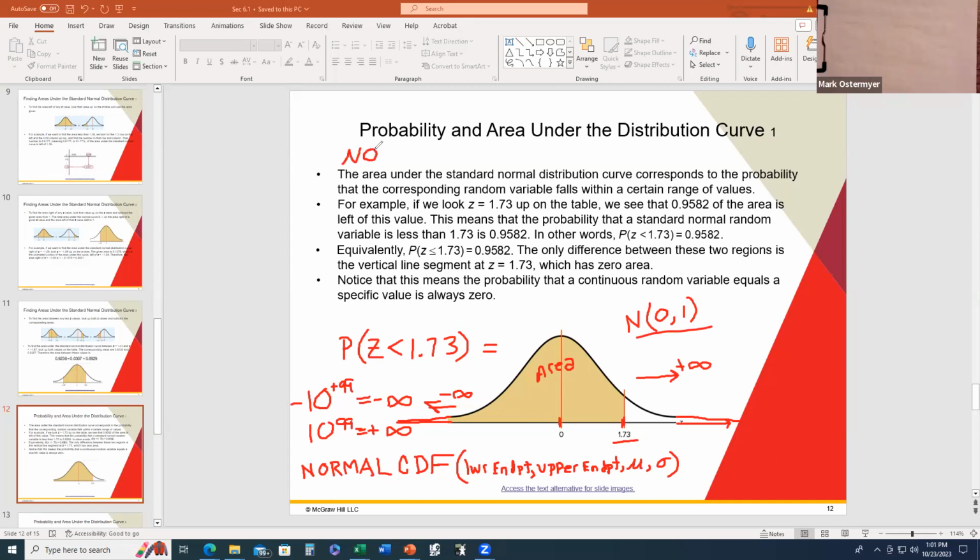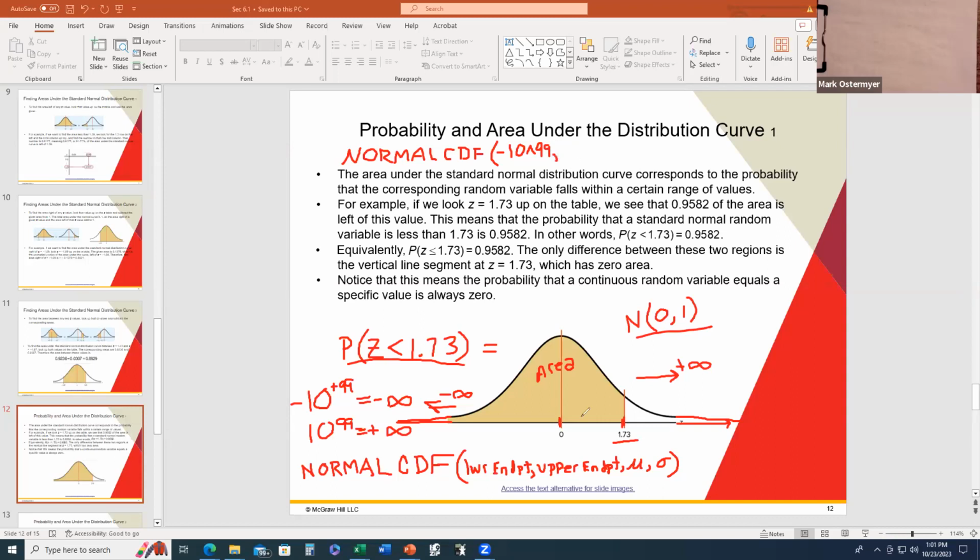So we're going to have to grab our normal CDF function. I'll show you where that's at in a moment on the calculator. To compute this probability, what's the left endpoint of our interval? To say z is less than 1.73, we go to the left forever. Do you agree? So what is our left endpoint? Negative infinity. So we type in negative 10 raised to the 99th power. That's our left endpoint of this interval of interest.